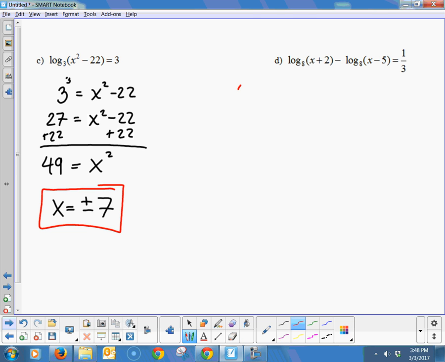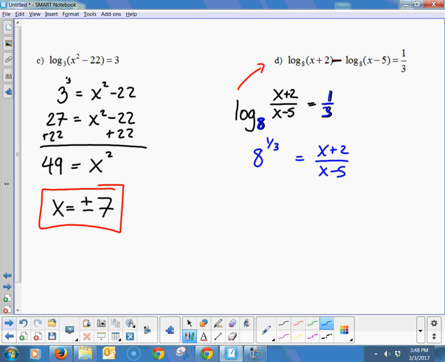On this one here, we've got a log statement minus a log statement, and we can combine those by dividing. So log base 8 of top divided by bottom, x minus 5, equals 1/3. And now I'll rewrite it in exponential form. This is 8 to the 1/3 equals x plus 2 over x minus 5. 8 to the 1/3 is the cube root of 8, which is 2.